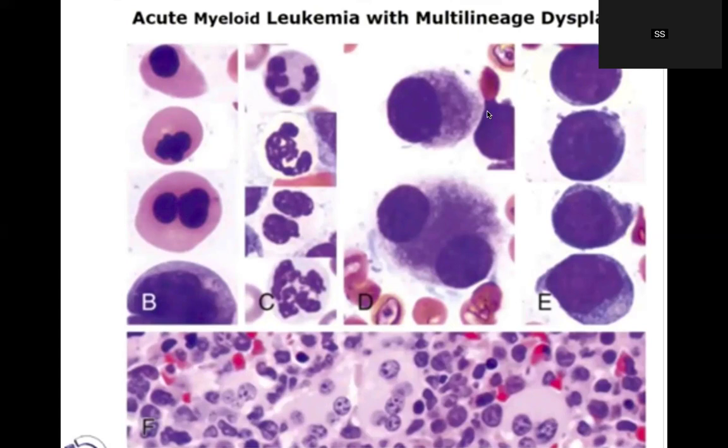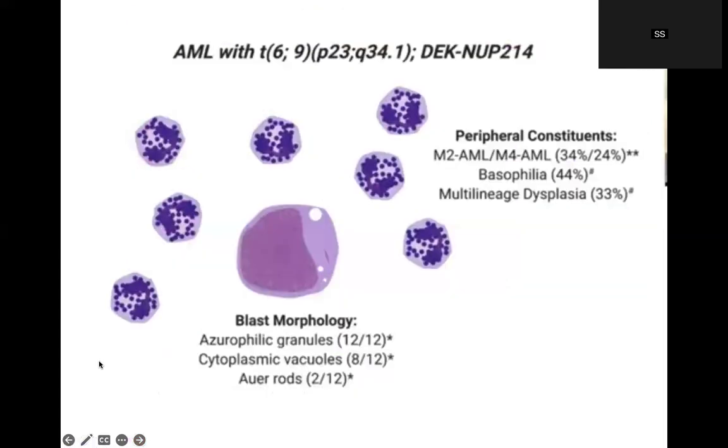So in this translocation of 6;9, which is encoding DEK-NUP214. Next slide, sir. Here in the peripheral smear, you can see basophilia. Almost around 44% of the cases have basophilia. So whenever in the peripheral blood smear you encounter basophilia, think about AML with the translocation 6;9, the clonal neoplasm encountering DEK-NUP214 with multilineage dysplasia. In the blast morphology, Auer rods will be present, and cytoplasmic vacuoles will be present, and azurophilic granules will also be present.